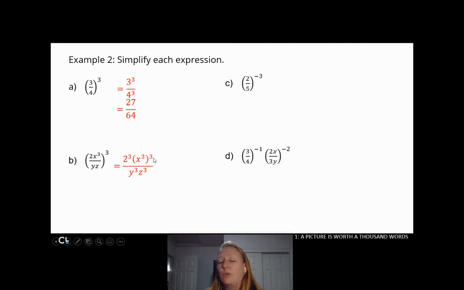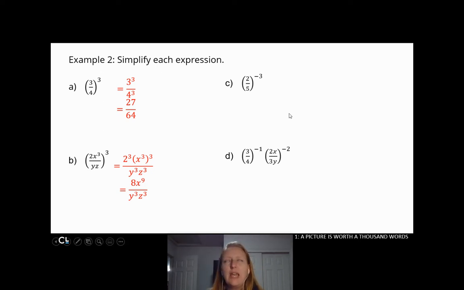Be careful here. Remember x³ raised to the 3rd power. Remember how we had to multiply our exponents when it's a power raised to a power. So this becomes 8x⁹, and it's just over y³, z³. They don't really change.